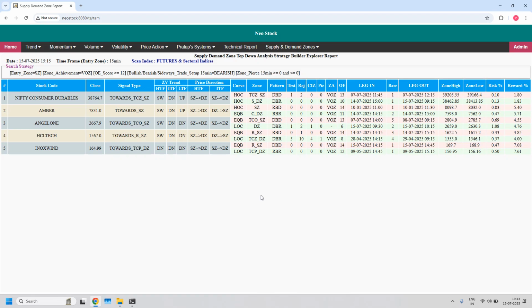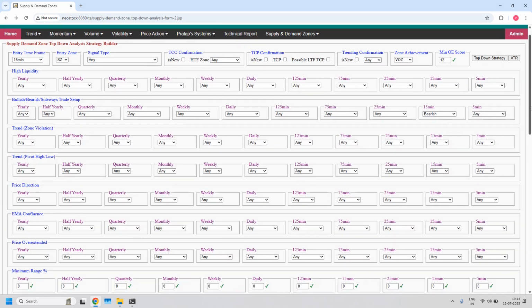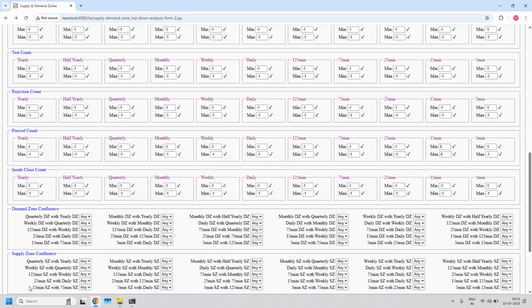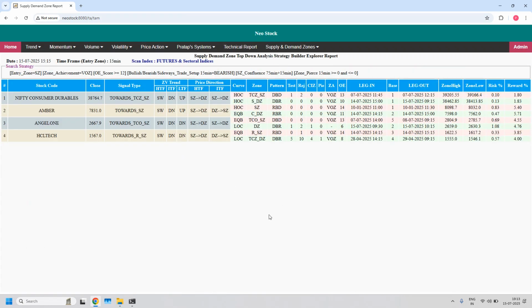Out of these 5 15 minute supply zones, how many are having more high probability to get success? That we will filter based on zone confluence and EMA confluence strategies. So first filter is 15 minutes and 75 minutes supply zone confluence. I am enabling the filter. With this filter, out of 5 we got 4 stocks.